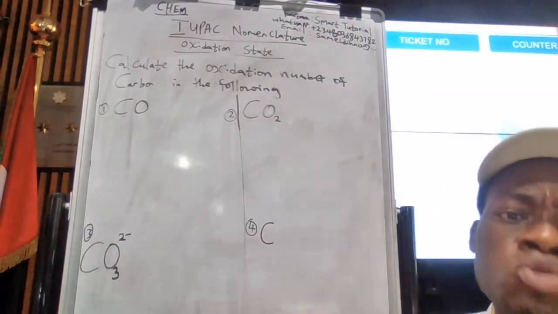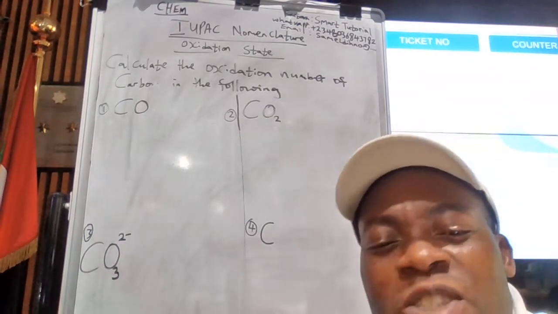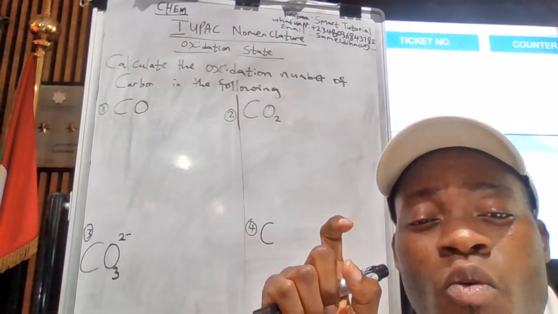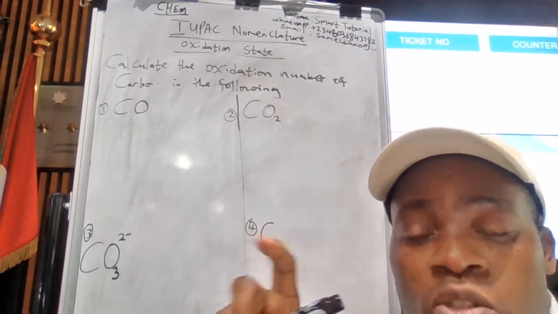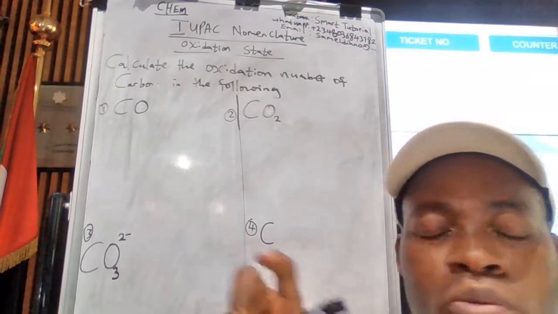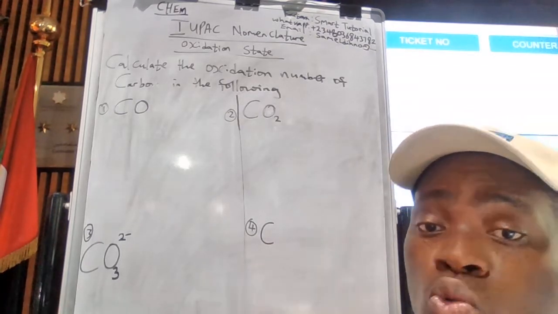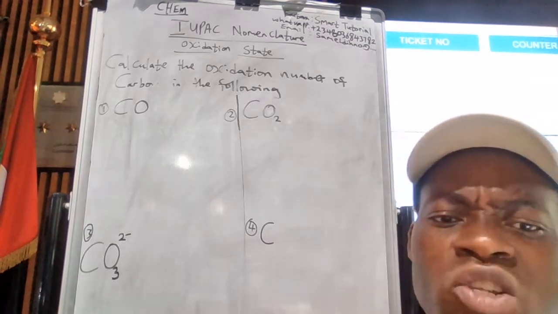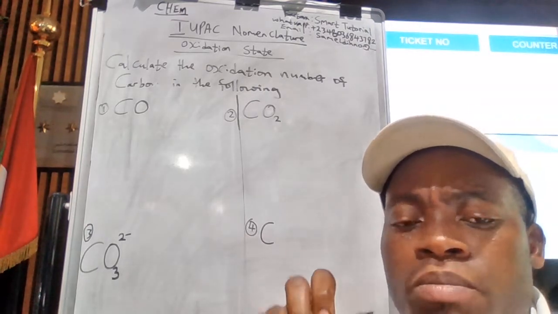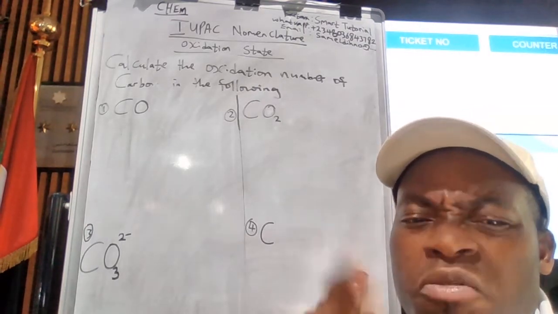Another thing you have to take note of when calculating the oxidation number is that oxygen is -2. The oxidation number of oxygen is -2 anywhere, anytime. The oxidation number of hydrogen is +1. Also, as a student, try to take note of the oxidation numbers of the first 20 elements. Group 1 is +1, group 2 is +2, and so on for all the elements in those groups.